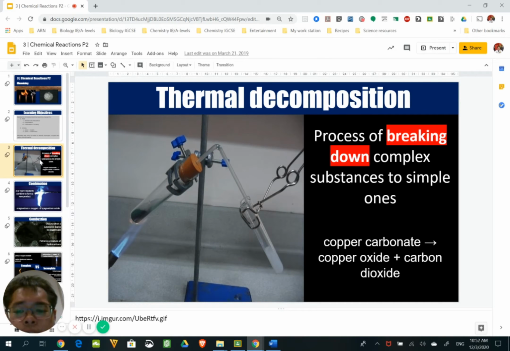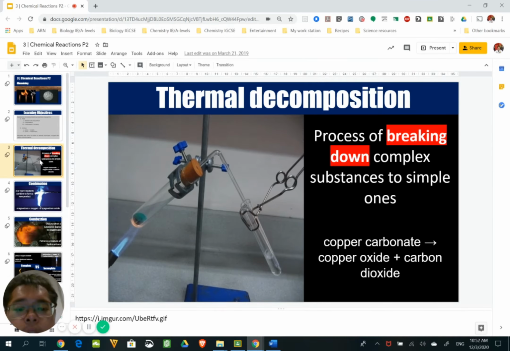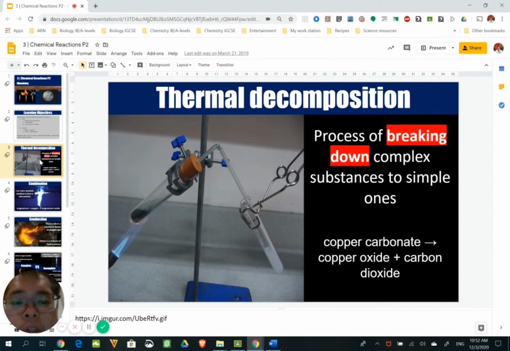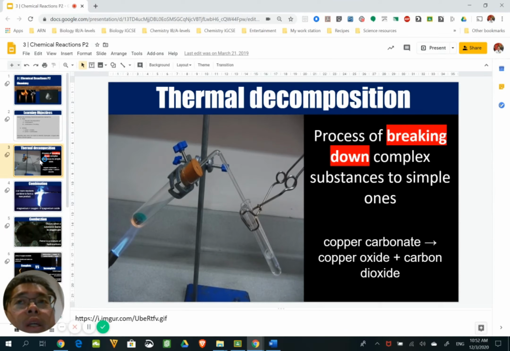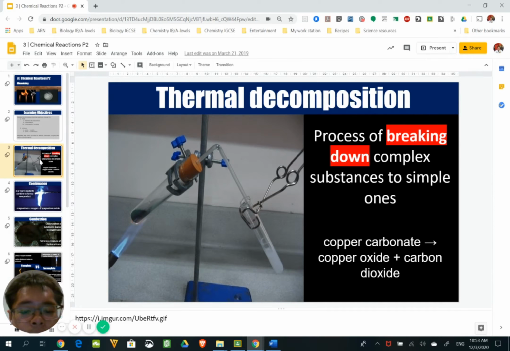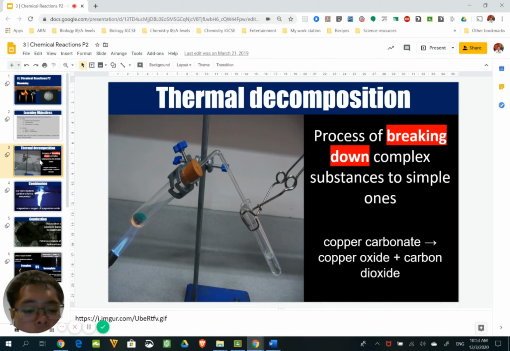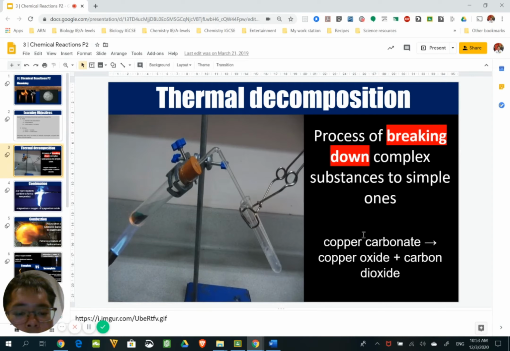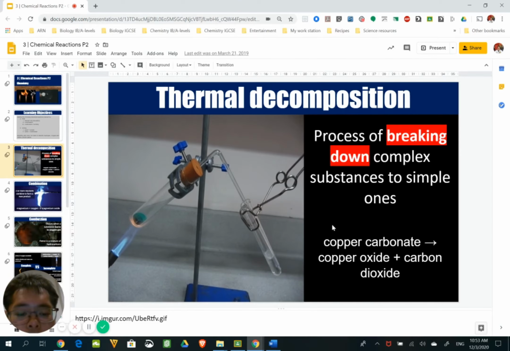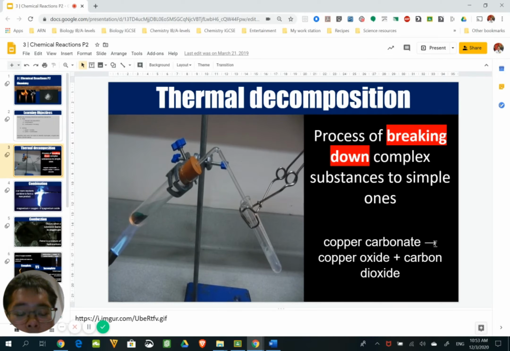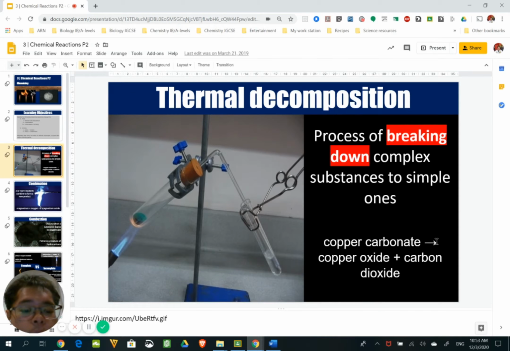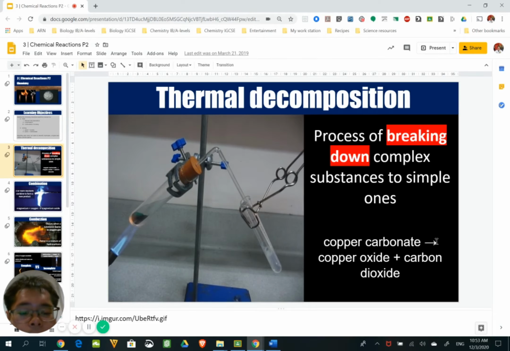Now, the first reaction that we're going to do here is thermal decomposition. So basically from the name itself, thermal is heat. Decomposition here means break down. It is the process of breaking down complex substances to simple ones. So if you have something like copper carbonate, now copper carbonate is only just one reactant followed by the arrow. So in this case, if we are going to write it, we can say copper carbonate breaks down into copper oxide and carbon dioxide.